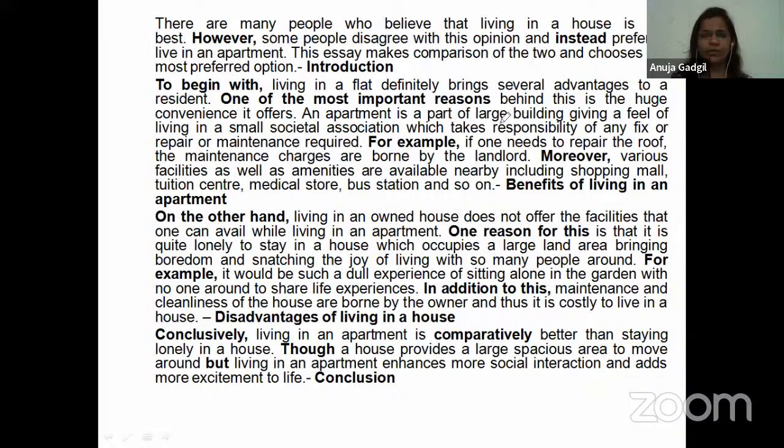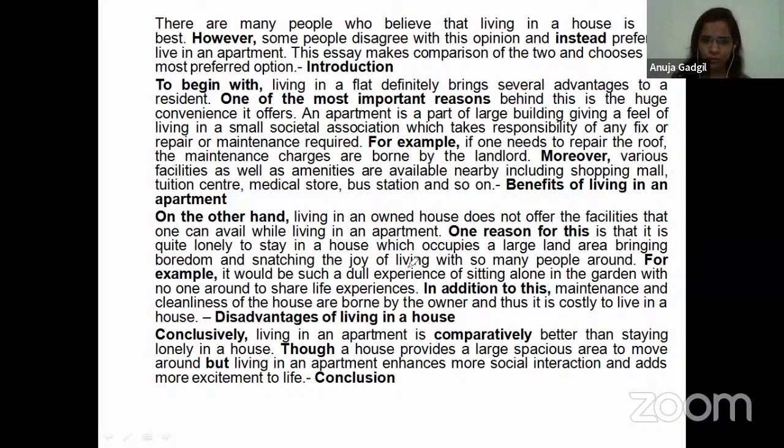If there is any technical problem, maintenance problem, if you're living in a rental house, your landlord is going to bear the expense. You don't have to worry about it. There are lots of facilities and amenities available. When you're living in an apartment, you're living in a city, and it's easy to reach a shopping mall, tuition center. Infrastructure is easily available. Necessary facilities are very, very easily reachable.